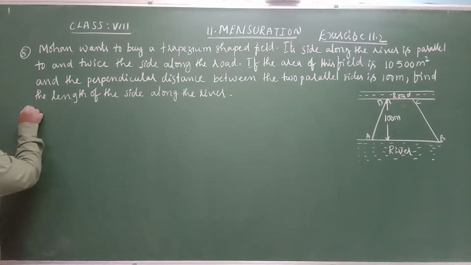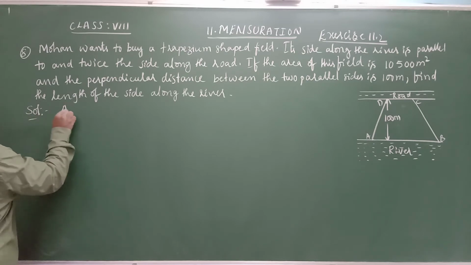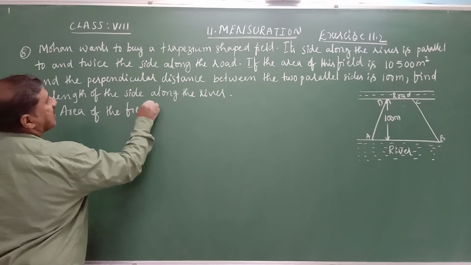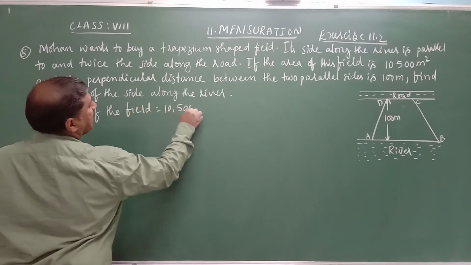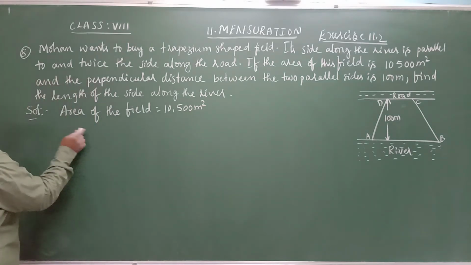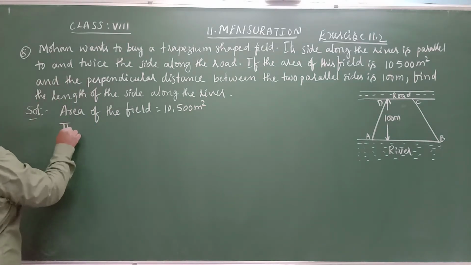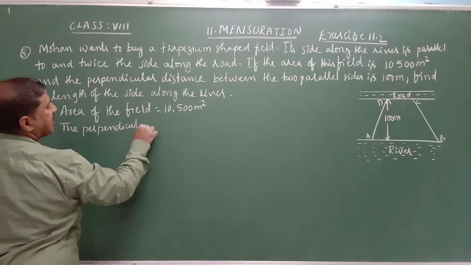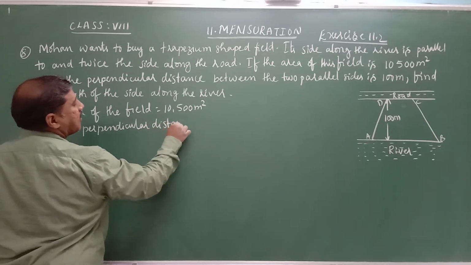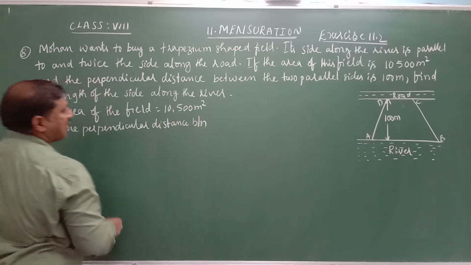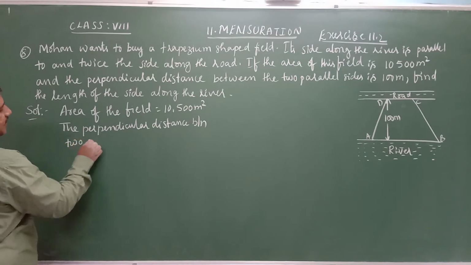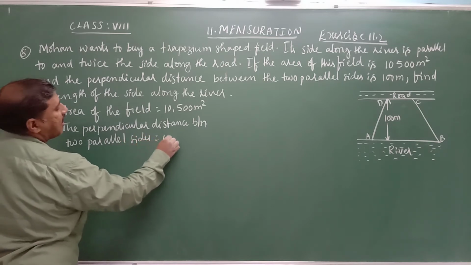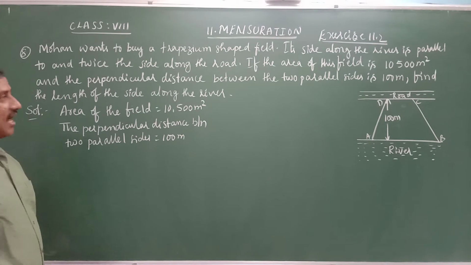First write the given data. Area of the field is equal to 10,500 meter square. The perpendicular distance between the two parallel sides is given. How much is it? 100 meters. It is nothing but the height. And the area is given.